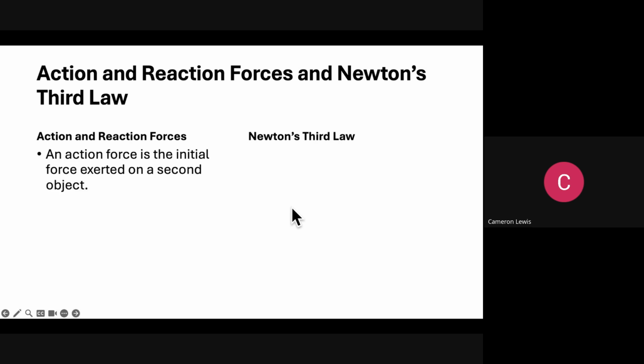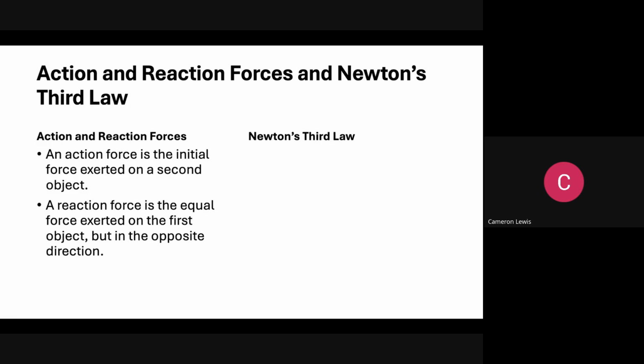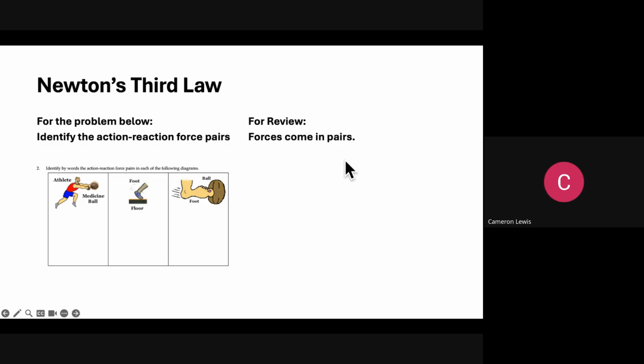So this starts to get us to understanding action forces, which is the initial force exerted on an object. We have the reaction force, which is the equal force exerted on the first object, but in the opposite direction, right? Now, how does Newton's Third Law bring all this together? For every action, there's an equal and opposite reaction. What does that really mean, right?